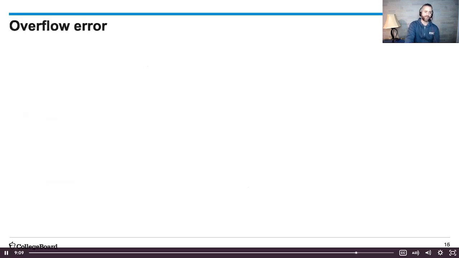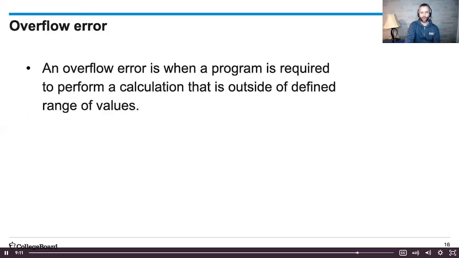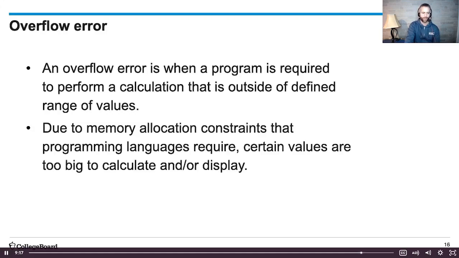All right. Then the last error is an overflow error. An overflow error is when a programmer is required to perform a calculation that is outside of the defined range of values. Due to memory allocation constraints that programming languages require, certain values are too big to calculate and or display.